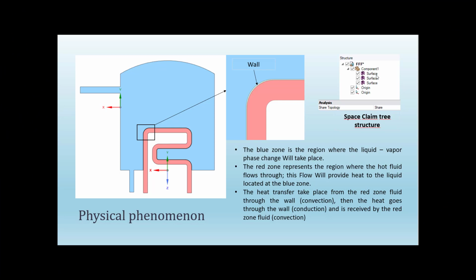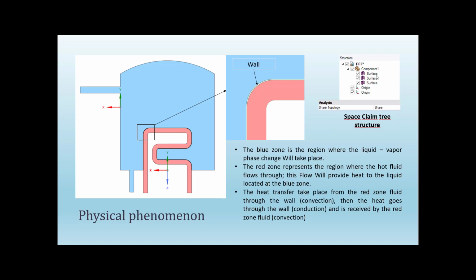The geometry is composed of two zones. The red zone is the region where the coil is located, and the blue zone is the region where the cold liquid is located. The blue zone is the region where the liquid-vapor phase change will take place. The red zone represents the region where the hot fluid flows through. This flow will provide heat to the liquid located in the blue zone.